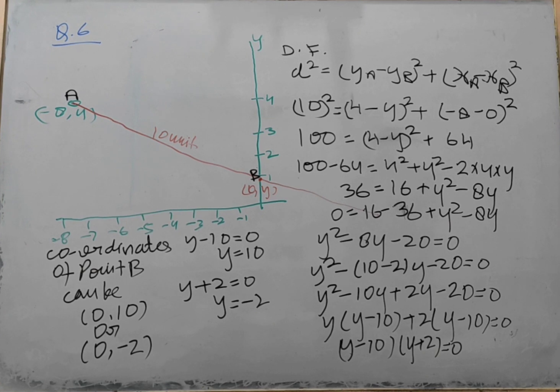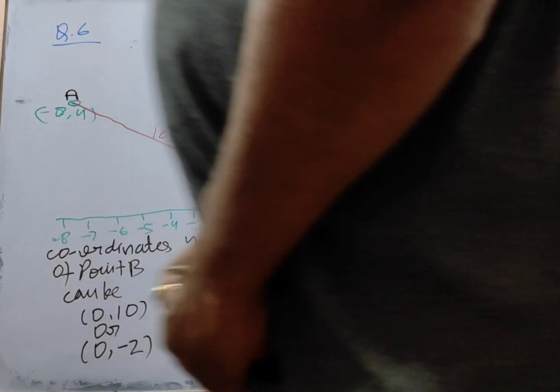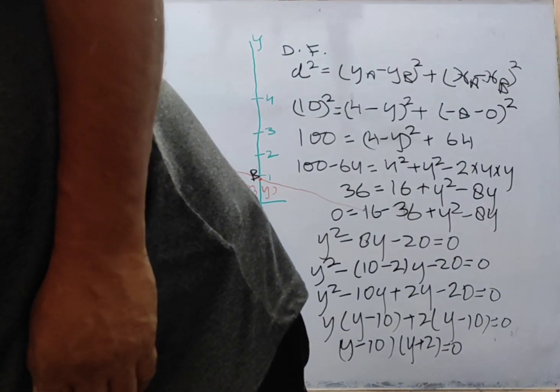So it can be 0 comma 10 or it can be 0 comma minus 2. In both cases, the distance remains 10 units, right? Should I rub this?